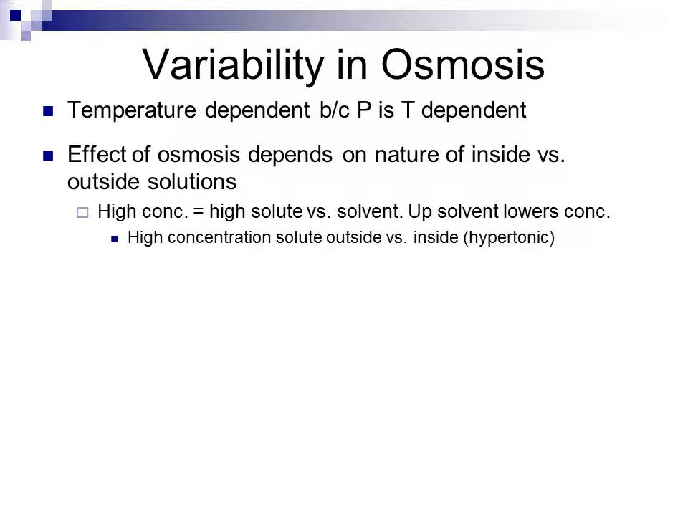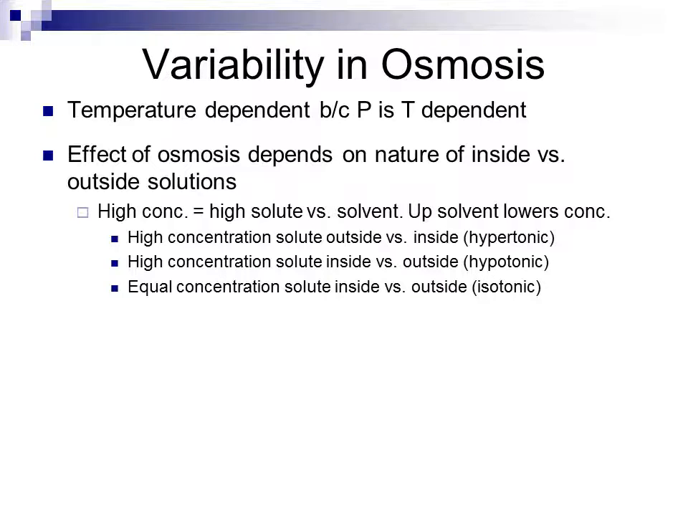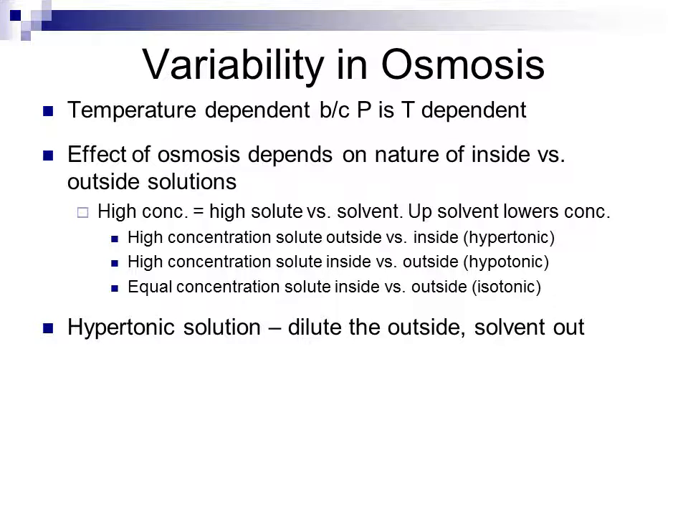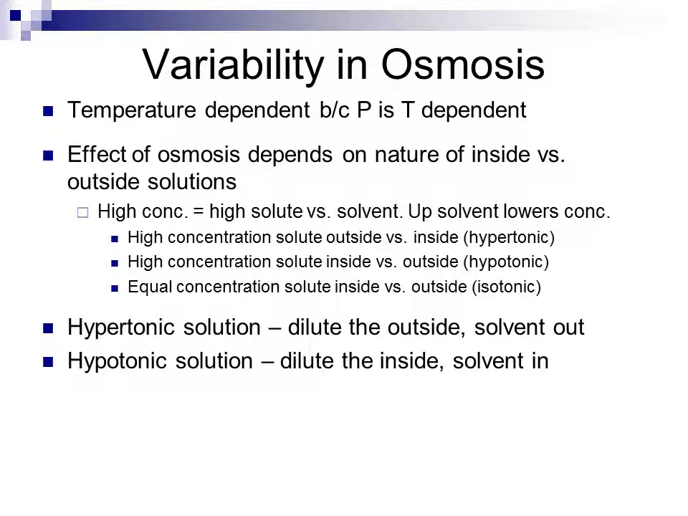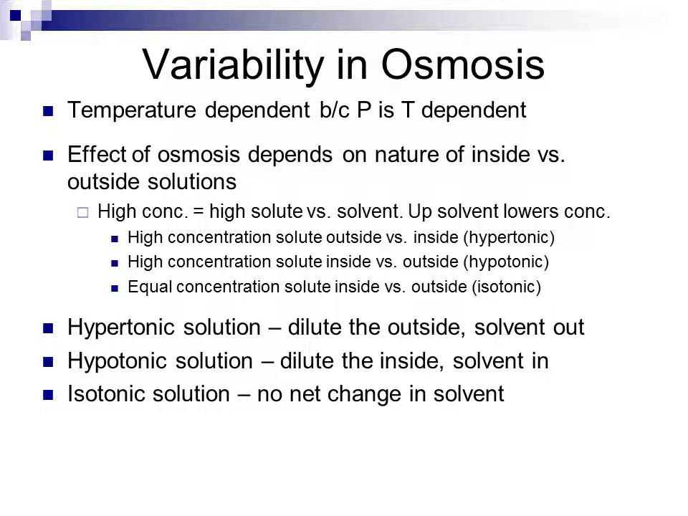If I have high concentration of solute outside the membrane versus inside, this is referred to as hypertonic, where hyper means more than. High concentration of solute inside the membrane versus outside the membrane is called hypotonic, where hypo is less than. If there are equal concentrations of solute both inside and out, this is called isotonic, because iso is equal to. In a hypertonic solution, we will tend to dilute the outside as solvent moves out of the membrane. In a hypotonic solution, we'll dilute the inside as solvent moves in. In an isotonic solution, there will be no net change in solvent because the concentrations are equal.